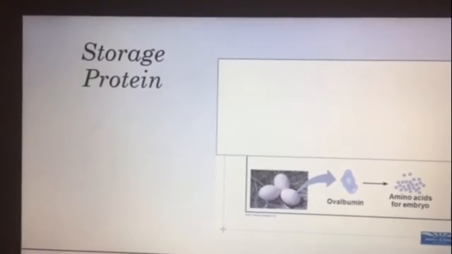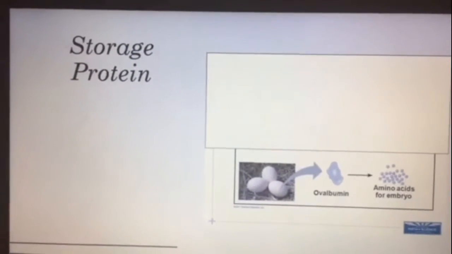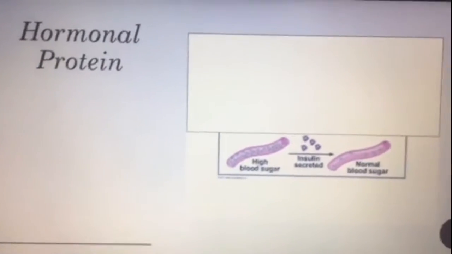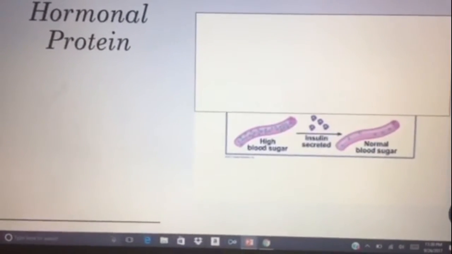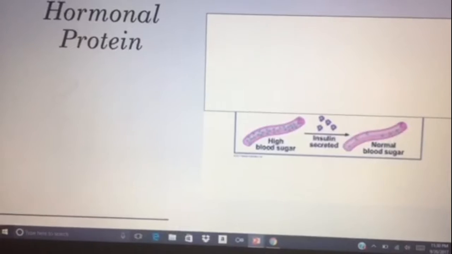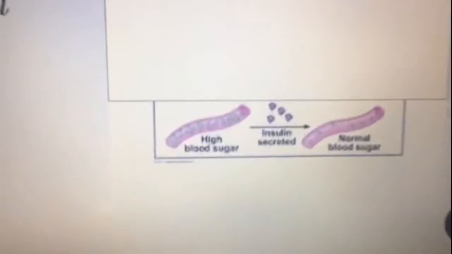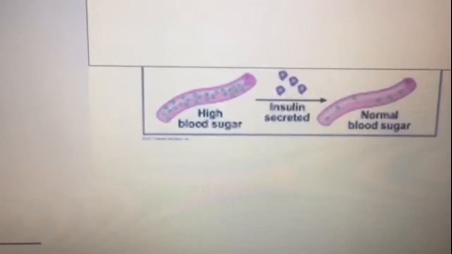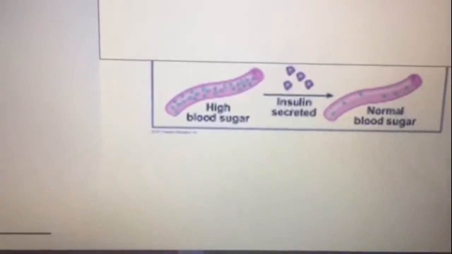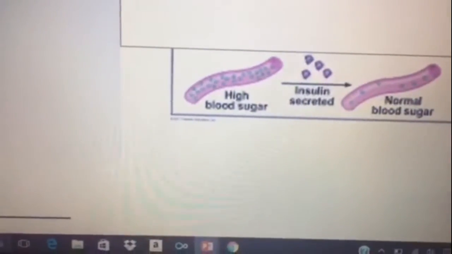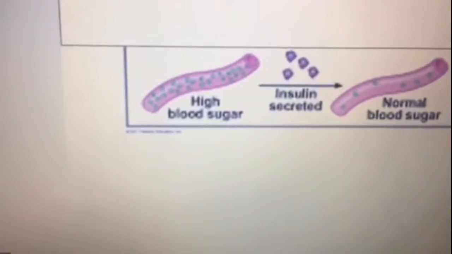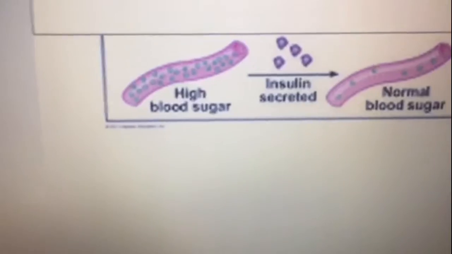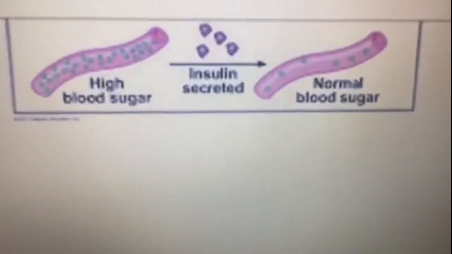Now, the next type of protein and the final protein I'm going to be talking to you about today is the hormonal protein. Now, the function of this hormonal protein is the coordination of an organism's activities. An example of this would be insulin, a hormone secreted by the pancreas, which causes other tissues to take up glucose, regulating blood sugar concentration. Here you see the high blood sugar, and once the insulin goes in, it goes back to normal blood sugar.